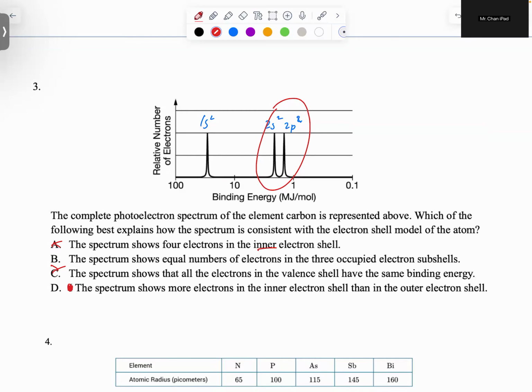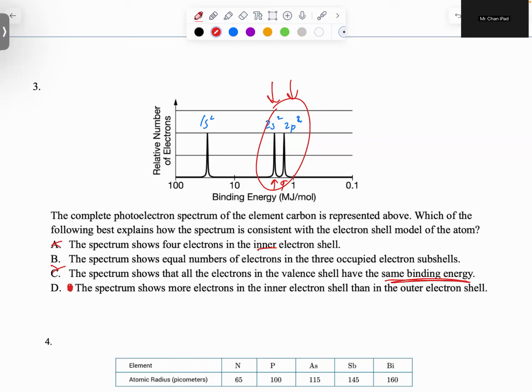Which one? C, the spectrum shows that all the electrons in the valence shell, that means in the second energy level, not the sublevel, but the second energy level, have the same binding energy, meaning that they have the same location for the peaks. I mean, they're not the same. There are two different peaks. That means there are two different binding energies.